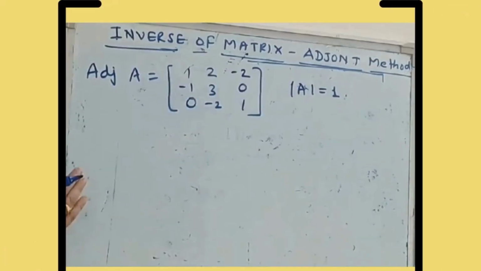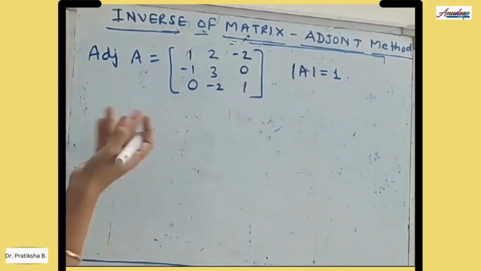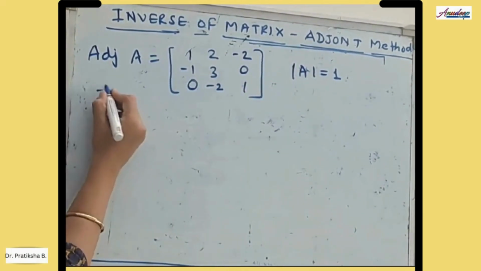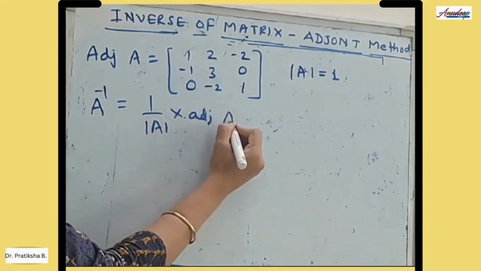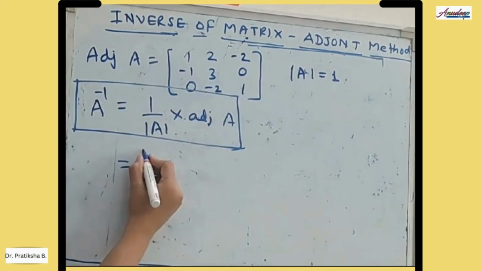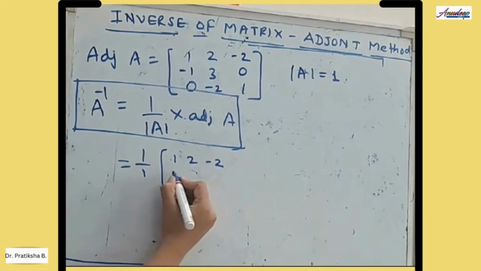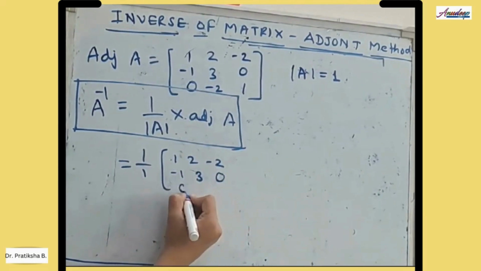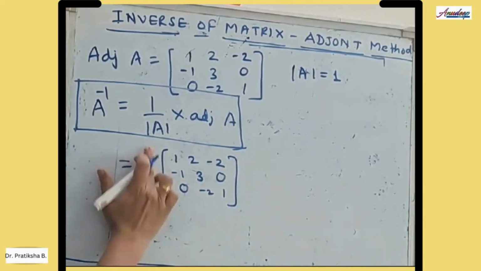Now we have the adjoint of A with us, and we also have the value of the determinant of A. So by using the formula for the inverse of a matrix, which is 1 upon determinant of A into adjoint of A, we can find out A inverse. So let us substitute the values. It is equal to 1 upon 1 into the matrix itself, so 1, 2, minus 2, minus 1, 3, 0, 0, minus 2, 1. Because it is getting multiplied by 1, this is the final answer.